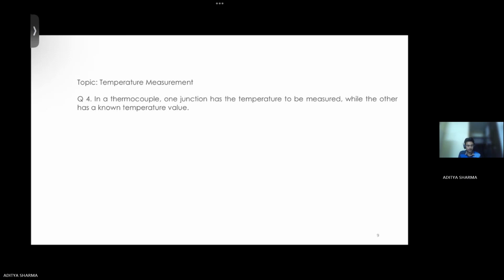Then the next question we have is again on temperature measurement. The question says that in a thermocouple, one junction has the temperature to be measured, while the other has a known temperature. I have already discussed this in detail. We have one value that is to be measured, and a reference value that is a known temperature. So this statement is correct.